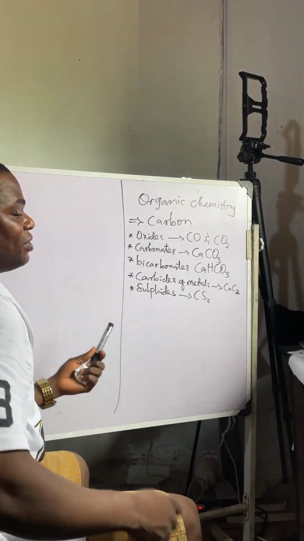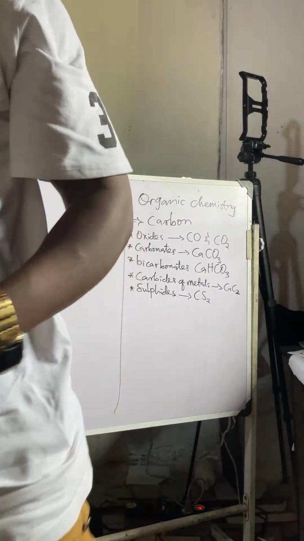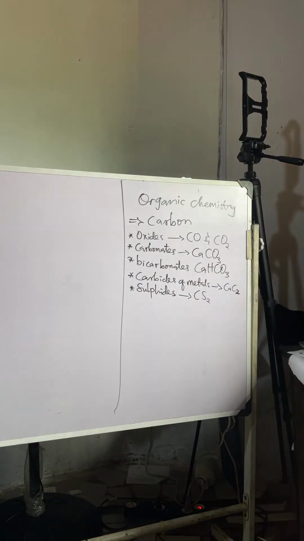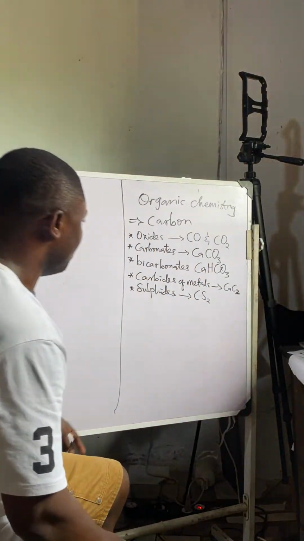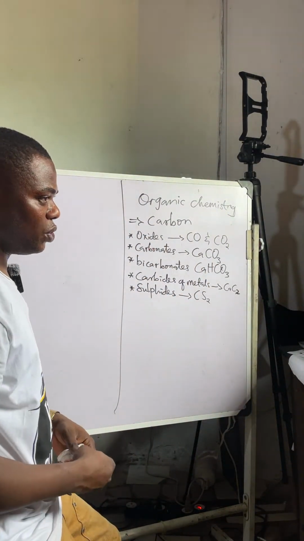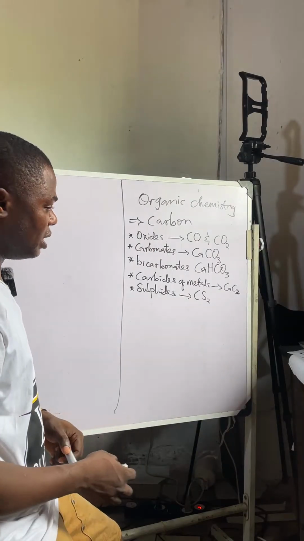All these are compounds of carbon that is not organic. Are you seeing it now? There are compounds of carbon that is what? Not organic. Now, please, if you are still here with me, keep sending reaction to the video. There are actually compounds of carbon that is not organic. You need to take note of that.